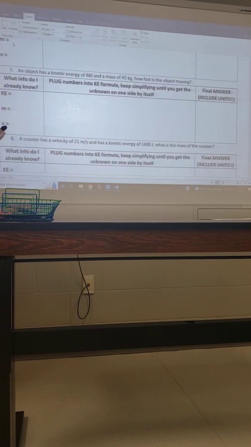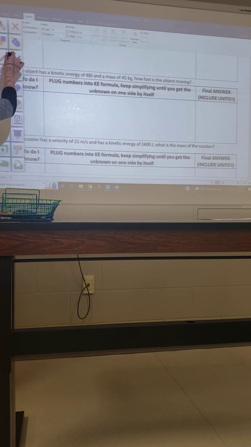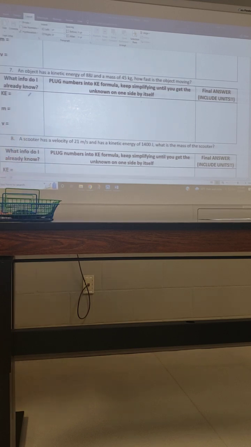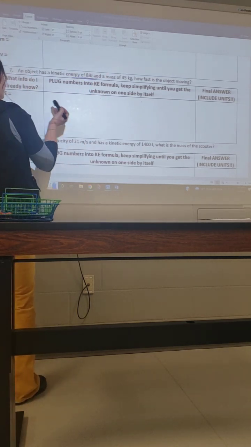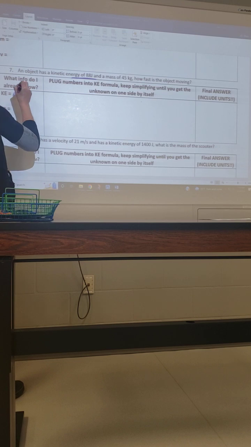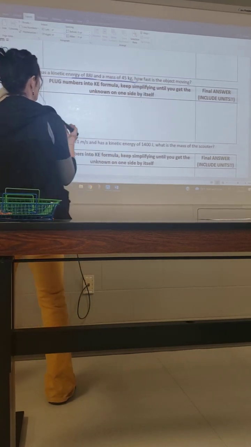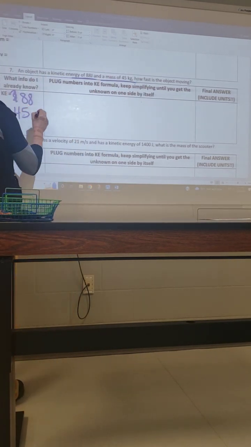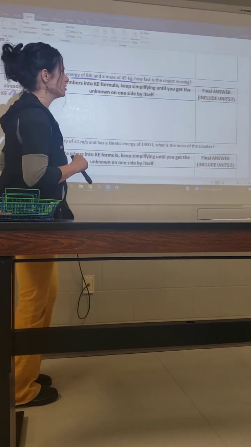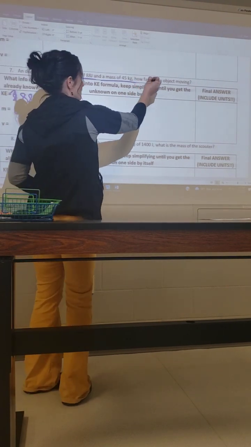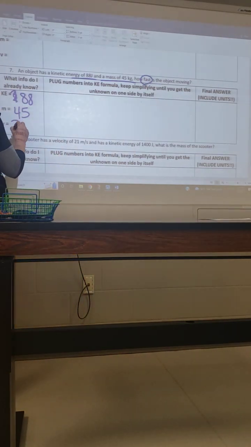Let's go down to number 7. Let's skip to number 7. An object has a kinetic energy of 88 joules and a mass of 45 kilograms. How fast is the object? So Billy, give me something to underline. Okay, joules tells me energy. 88, right? All right, what else, Caden? 45. And that's my mass, which kilograms tells me mass. And it says, how fast is the object moving? So Kendall, what are we solving for? Good. And you decoded fast for meaning velocity.